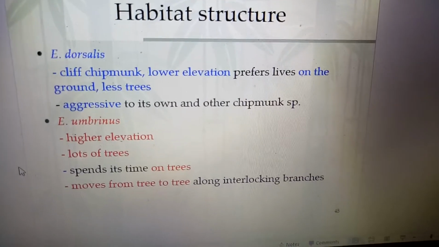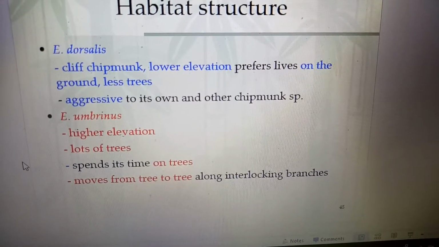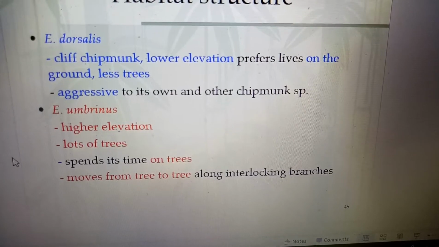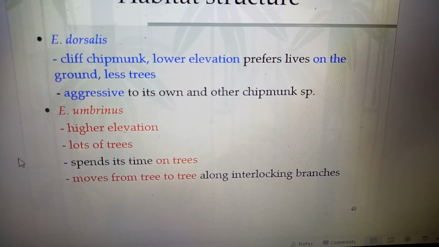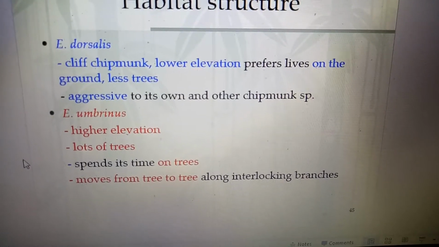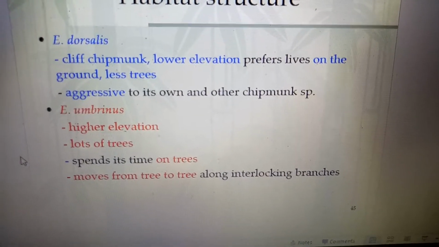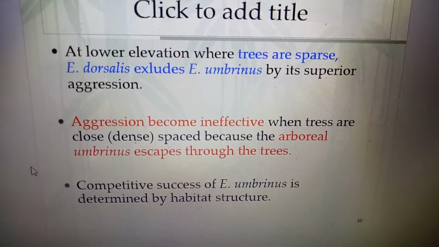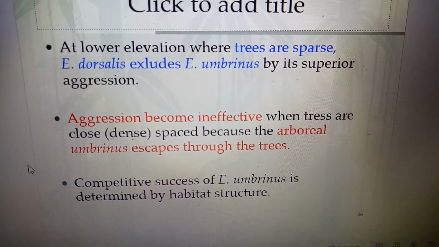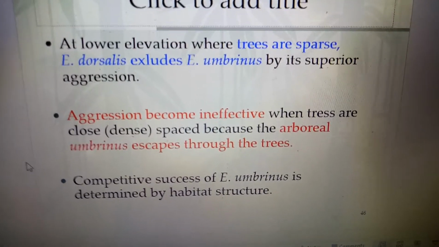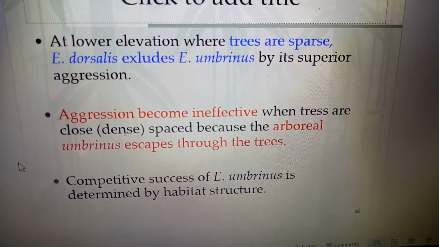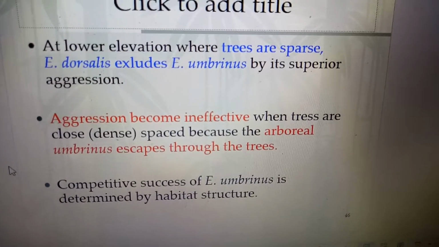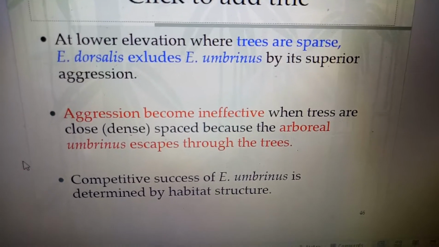E. dorsalis, the cliff chipmunk, lives at lower elevation and prefers the ground, with fewer trees. They are very aggressive to their own and other chipmunk species. E. umbrinus lives at higher elevation with a lot of trees and spends its time in trees, moving from tree to tree along interlocking branches. At lower elevation, where trees are sparse, E. dorsalis excludes E. umbrinus by its superior aggression. Aggression becomes ineffective when trees are close and dense, because the arboreal umbrinus escapes through the trees. So the competitive success of E. umbrinus is determined by habitat structure.